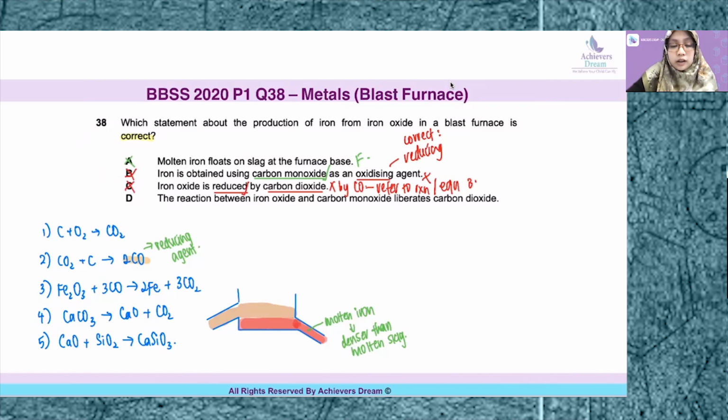So why is D correct? The reaction between iron oxide and carbon monoxide liberates carbon dioxide. This is a true statement. Again refer to equation 3. Carbon dioxide is evolved during the reduction process from iron(III) oxide to iron with carbon monoxide as the reducing agent. Hence, the answer for this question is D.